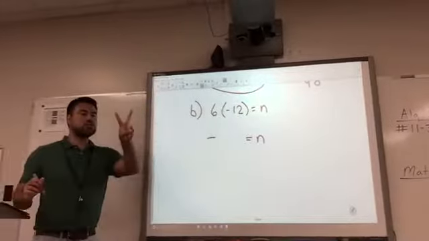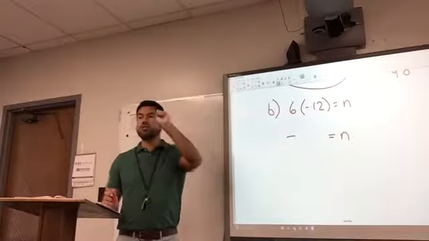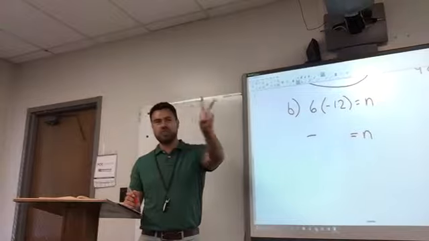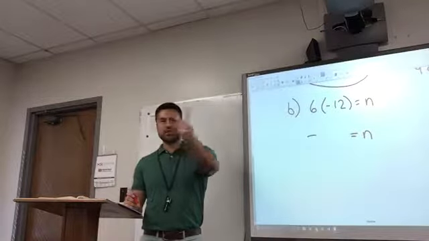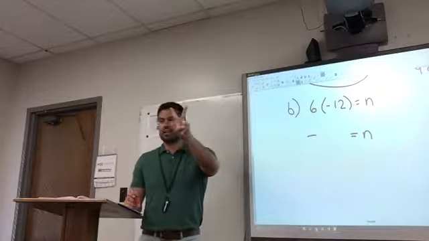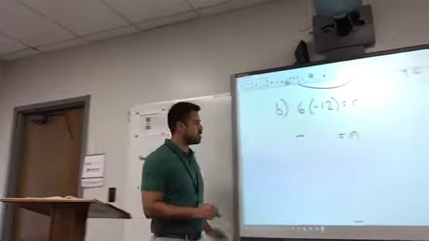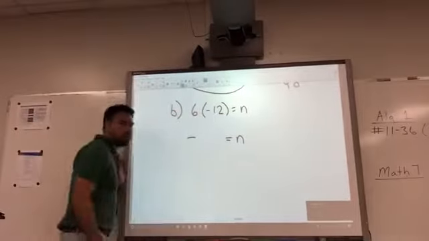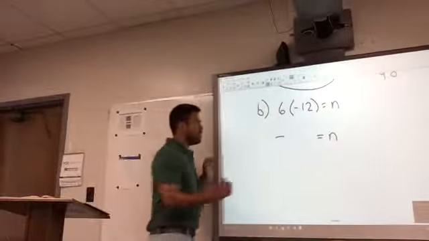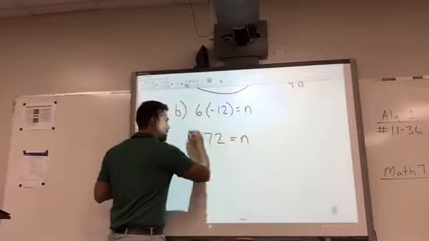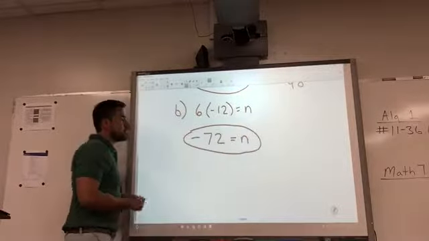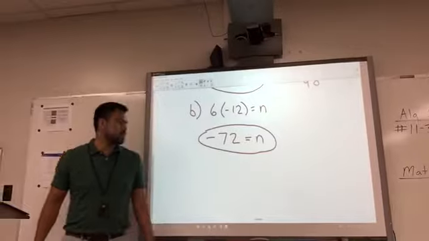Okay, so when you have two numbers with different signs, the product is negative. Now, do you notice I keep emphasizing two numbers? That's important because are you only going to have problems with two factors? No, and we'll get to that in just a bit. What is 6 times 12 though? 72. Okay, a lot of you knew that. It's great. So negative 72 equals n, or n equals negative 72.